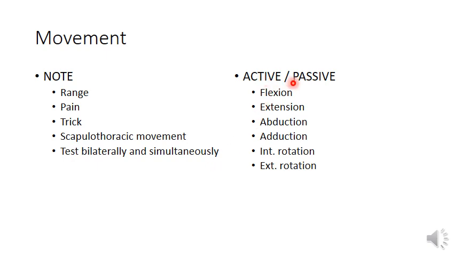We need to do both active and passive tests: flexion, shoulder joint extension, abduction, adduction, internal rotation, and external rotation. The patient needs to be demonstrated how to do them. This is active, and passively you just move and feel the joint to find out if there is any tenderness.